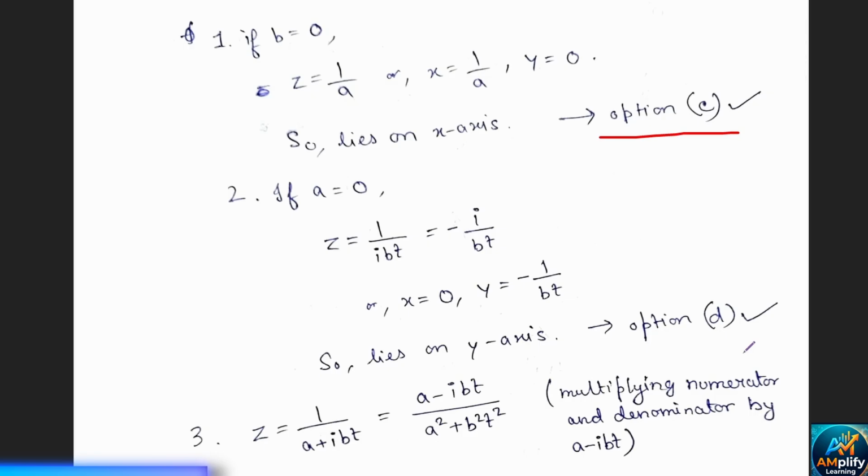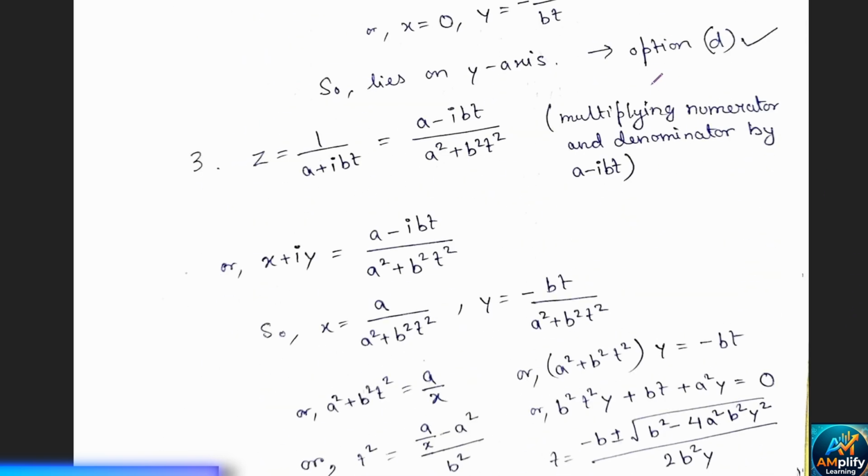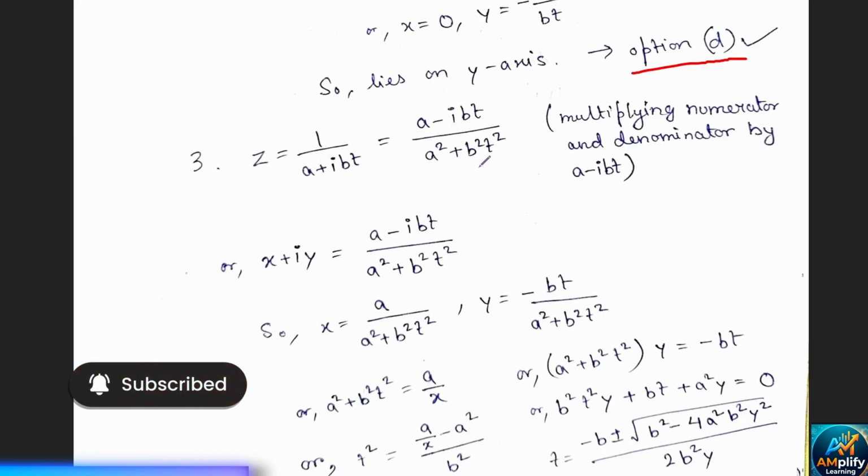Now for option A or B, we have to solve. So for the third part, let's solve this one. z is equal to 1 by a plus ibt, and we can multiply it by its conjugate, and we will get a minus ibt by a square plus b square t square, multiplying numerator and denominator by a minus ibt, which is basically the conjugate of this part, right?